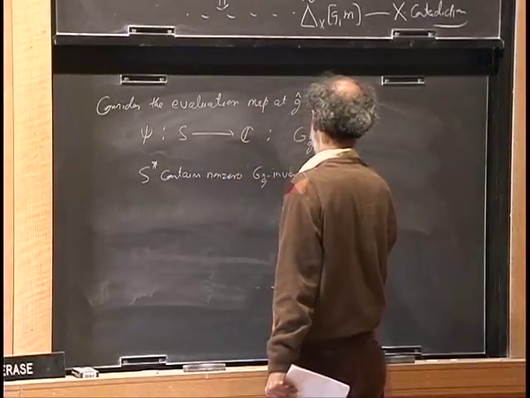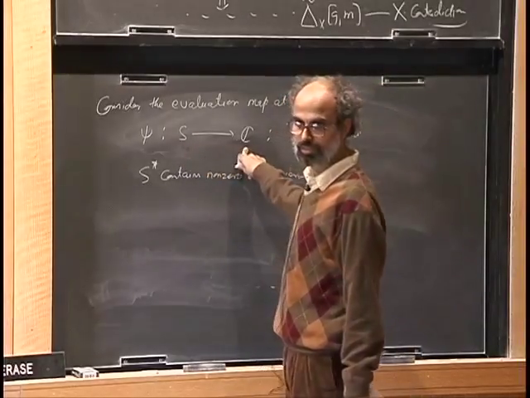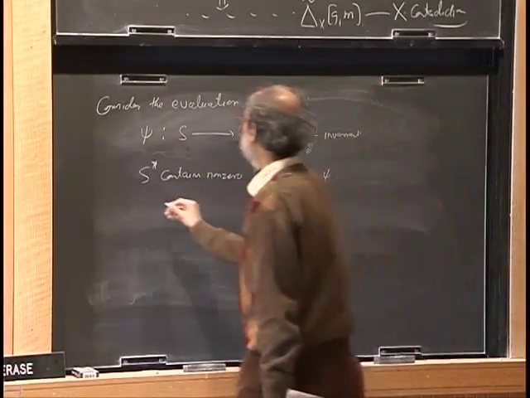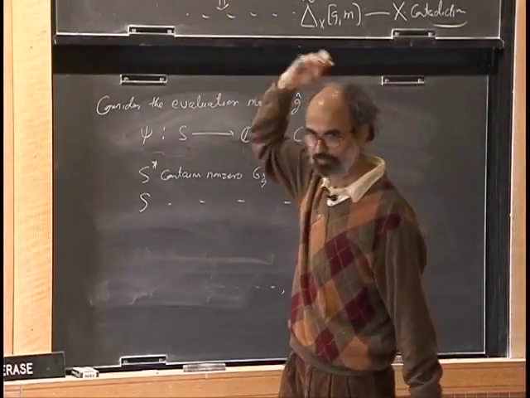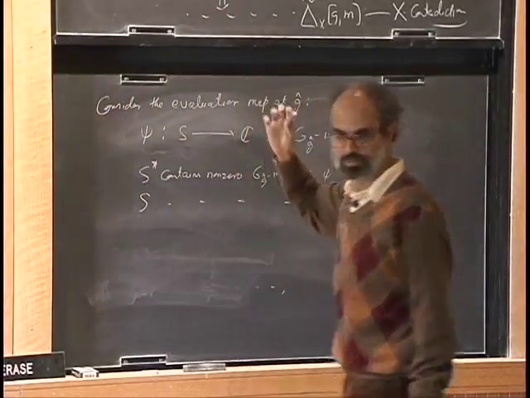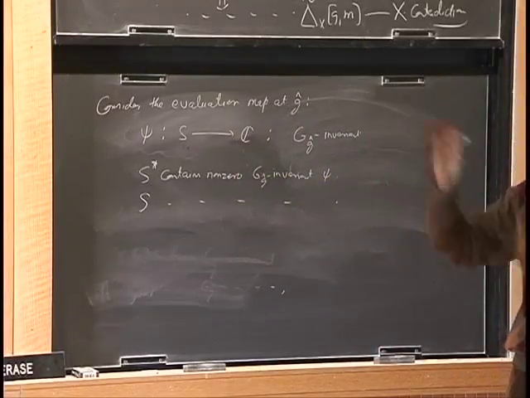What is S star? The dual. The dual contains this invariant, which means that S also contains that invariant. So this is the trivial part. Here you use nothing about what the stabilizer is. No, nothing. That's why this is the trivial part.